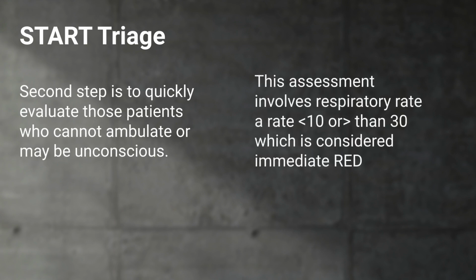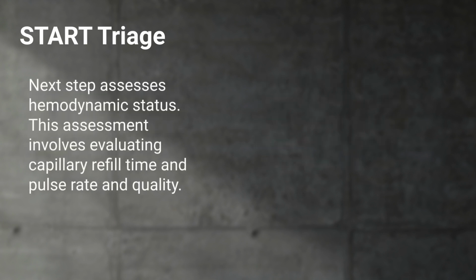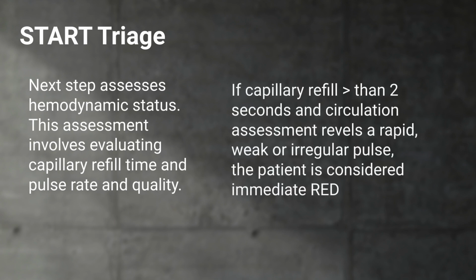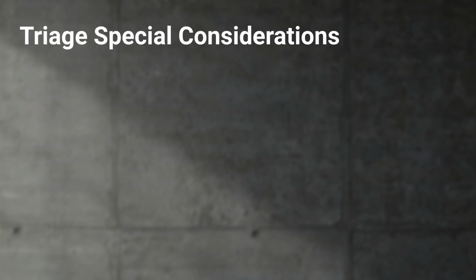Second step is to quickly evaluate those patients who cannot ambulate or may be unconscious. This assessment involves respiratory rate less than 10 or greater than 30, which is considered immediate. Red. Next, assess hemodynamic status. This assessment involves evaluating capillary refill time and pulse rate and quality. If capillary refill is greater than 2 seconds and circulation assessment reveals a rapid, weak or irregular pulse, the patient is considered immediate red.